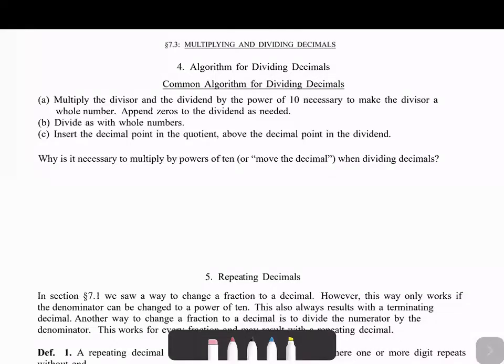Hi everyone, this is the third video for section 7.3 on multiplying and dividing decimals. So we're going to start this video by talking about the common algorithm for dividing decimals. Like all of these algorithms, we're not going to do any examples because this is something you do in your everyday life. There's plenty of examples in the book on page 268 for dividing decimals if you want to go and see it, but we're not going to talk about that here.